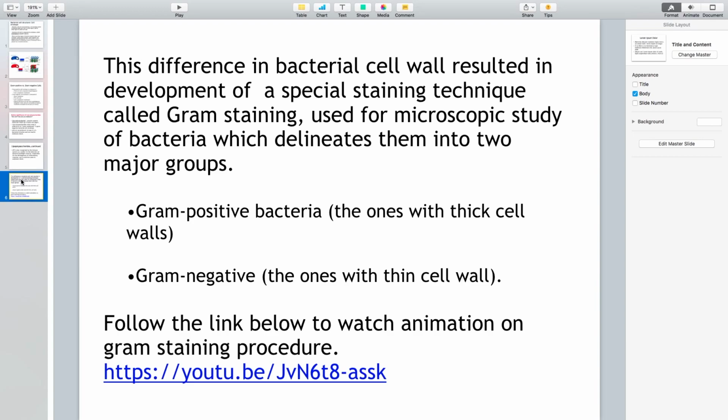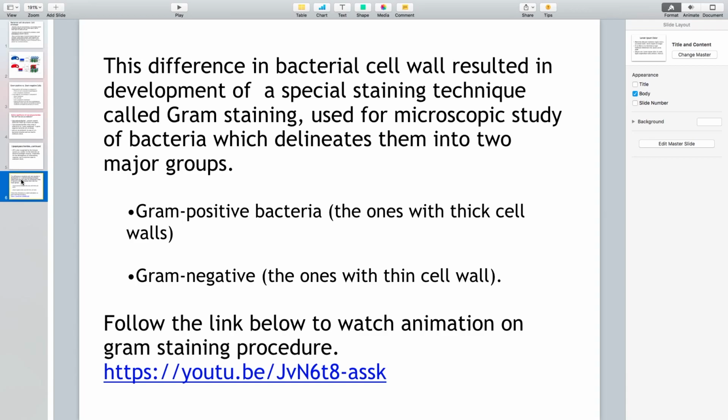Now, this difference in bacterial cell wall that we talked about in terms of the amount of peptidoglycan, the presence or absence of outer membrane, it resulted in development of a special staining technique that is called Gram's staining, developed by this scientist by the name of Christian Gram, used for microscopic study of bacteria, which delineates them into two major groups. Gram-positive bacteria, the one with thick cell wall, remember? And gram-negative bacteria, the one with only one layer of peptidoglycan.